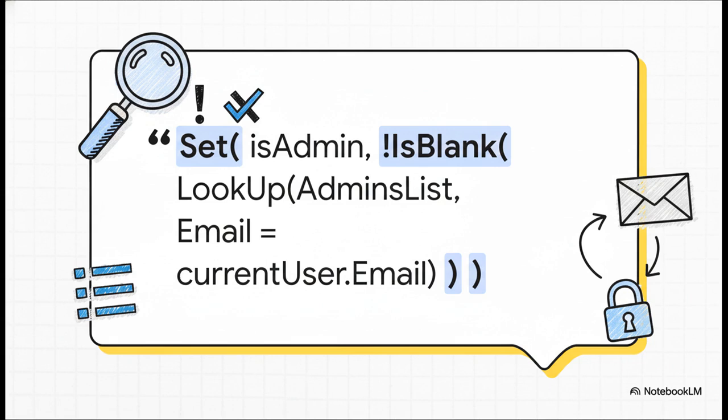The IsBlank function then asks, did we find nothing? If we found a match, the answer is no, so IsBlank gives us false. But that exclamation point at the start, that's the not operator. It flips the result, so not false becomes true. We then store that true value in our add_isMen variable.